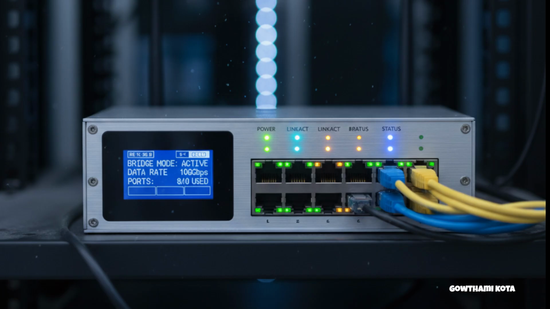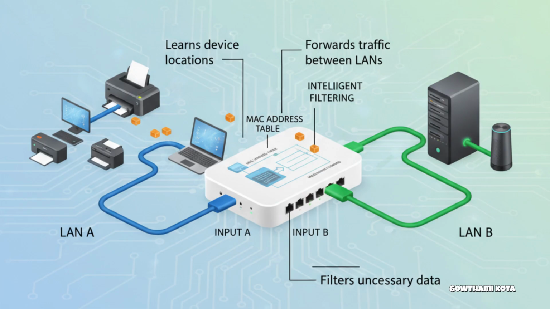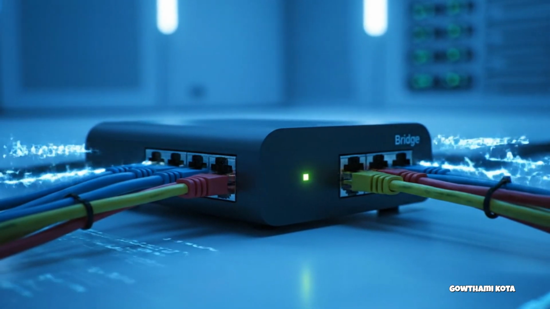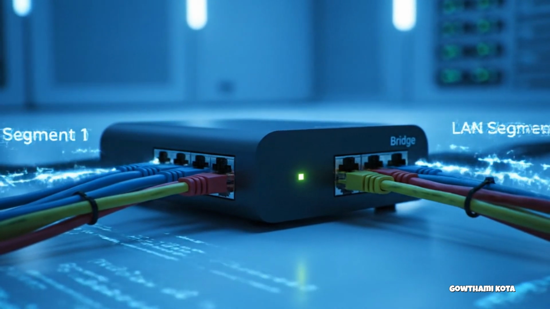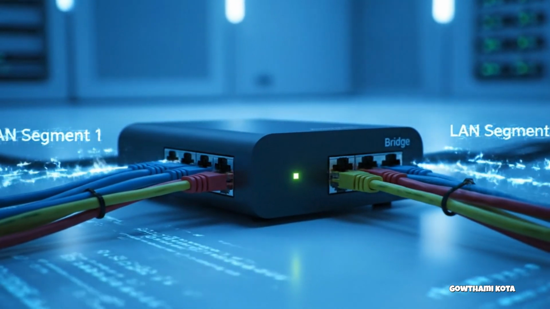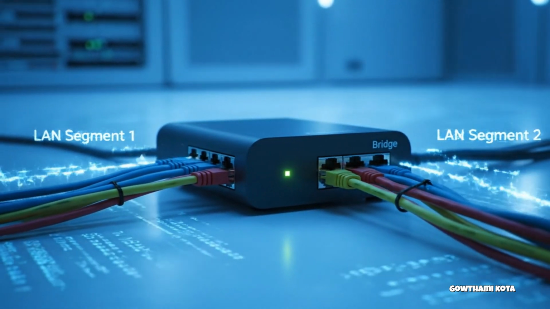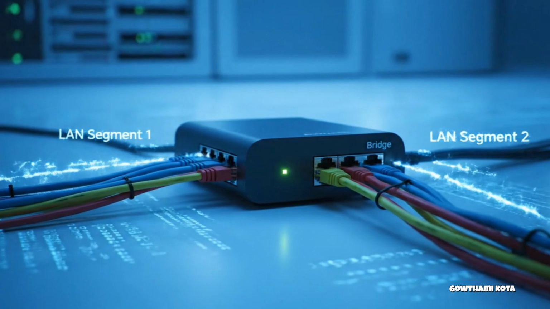The next thing we are going to talk about is bridge. A bridge operates at the data link layer. It connects two LAN segments and helps in filtering traffic based on MAC address. When a bridge receives the data, it reads the destination MAC address. If the destination device is on the same network segment, the bridge ignores the data. If it is on the other segment, the bridge forwards it. This reduces the unnecessary traffic and improves performance.